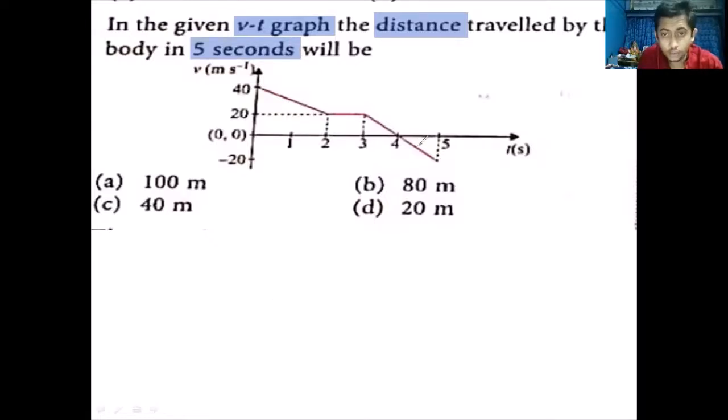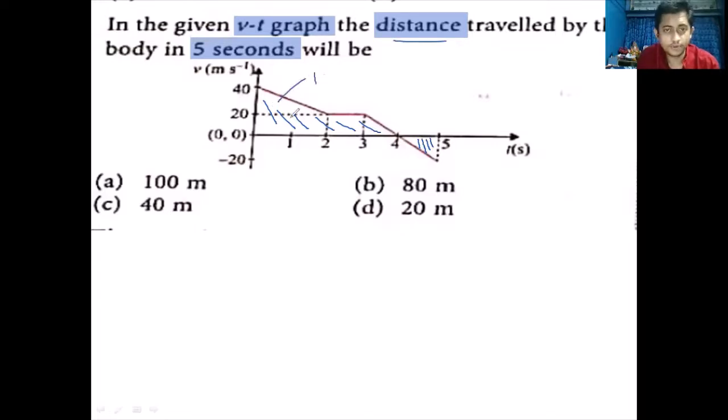If they had said displacement, then the negative area would have been subtracted from the positive area. But right now they are telling us to find the distance. So everything will be added.